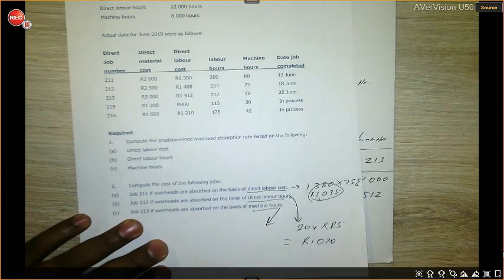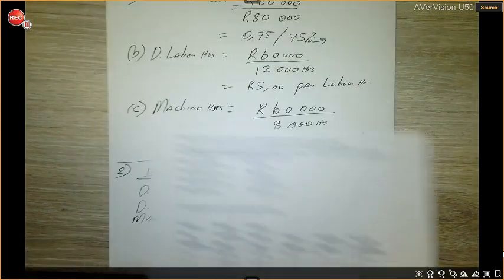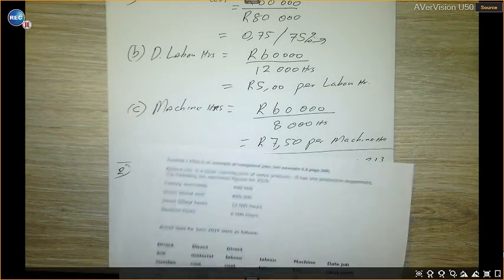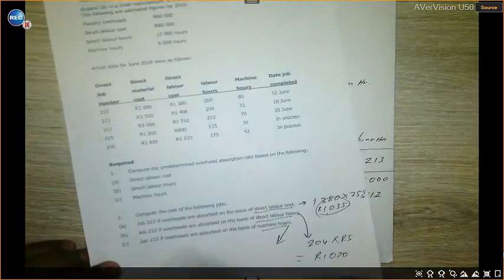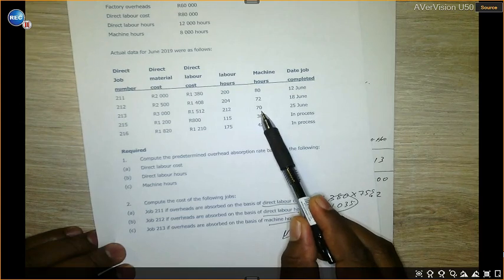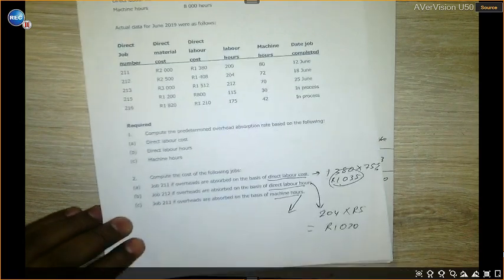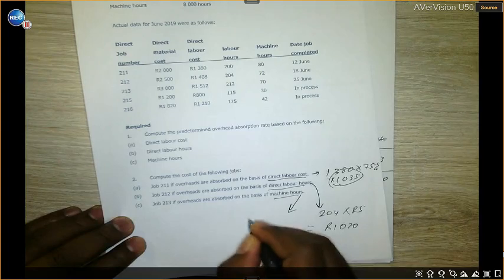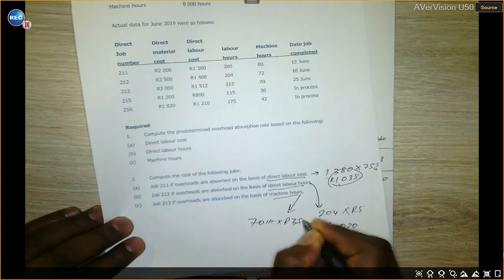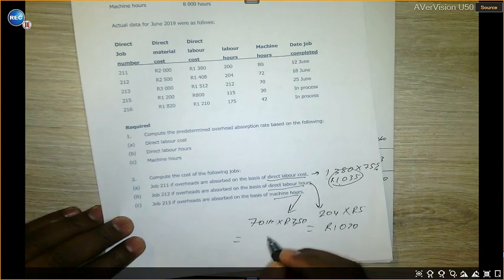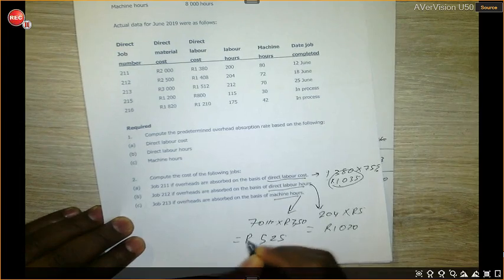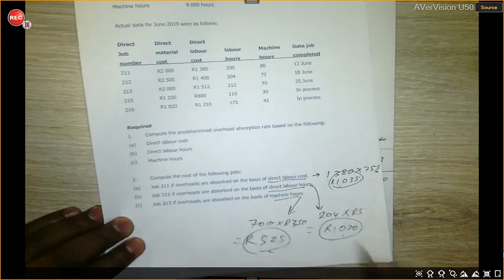Then for the last one, they say use the machine hours. If you're using the machine hours, the rate you've already calculated is 750. Then go and look at the machine hours in the question for job 213. There is your column of machine hours. You've got the total of 70 hours. So that's going to be 70 hours at a rate of 750, and that's going to give you 525. So those are the figures that you are looking for.